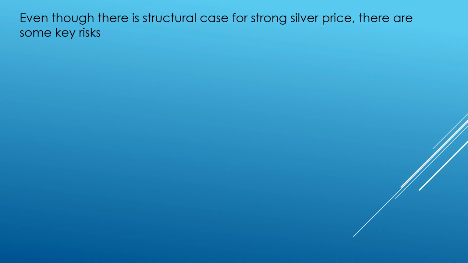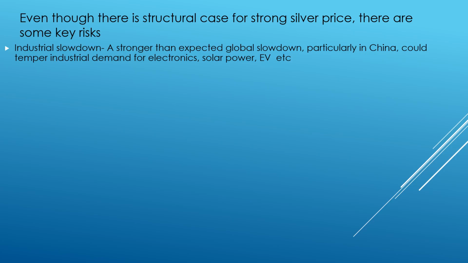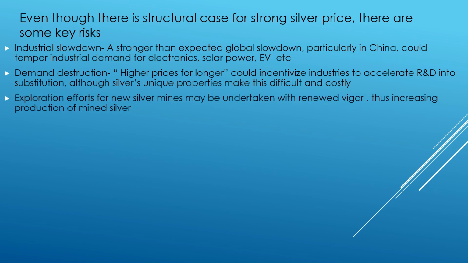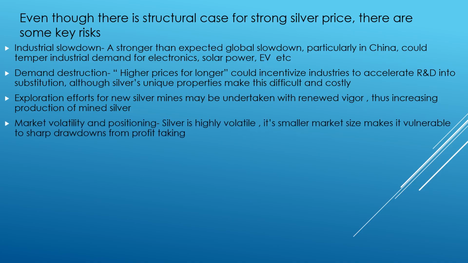Now, even though there is a structural case for a strong silver price, there are some key risks. Industrial slowdown: a stronger than expected global slowdown, particularly in China, could temper industrial demand for electronics, solar power, EV, etc. Demand destruction: higher prices for longer could incentivize industries to accelerate R&D into substitution, although silver's unique properties make this difficult and costly. Exploration efforts for new silver mines may be undertaken with renewed vigor, thus increasing production of mined silver.